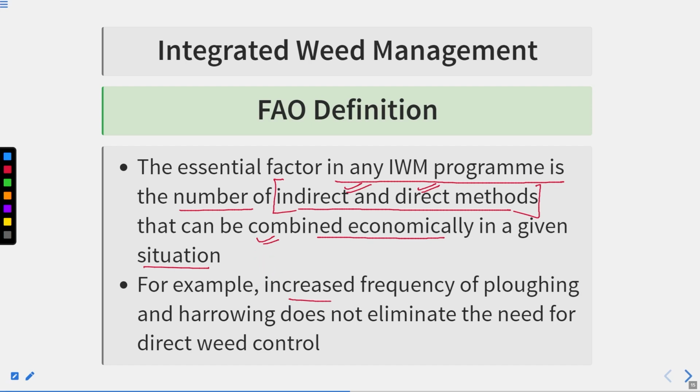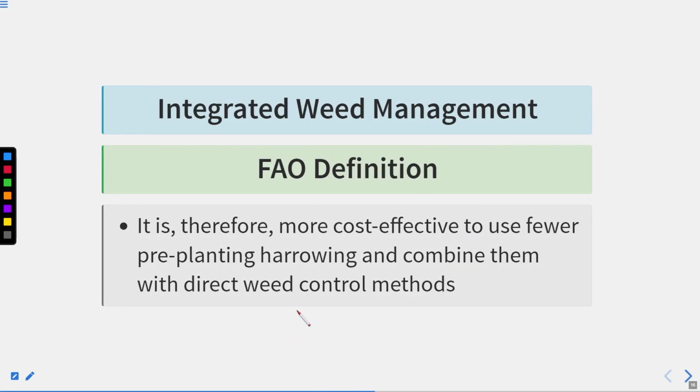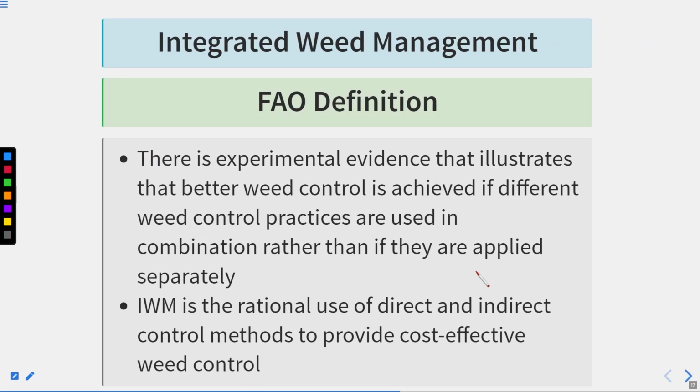For example, increased frequency of plowing and harrowing does not eliminate the need for direct weed control. It is therefore more cost effective to favor pre-planting harrowing and combine it with the direct weed control method. There is experimental evidence that illustrates that better weed control is achieved if different weed control practices are used in combination rather than if they are applied separately.